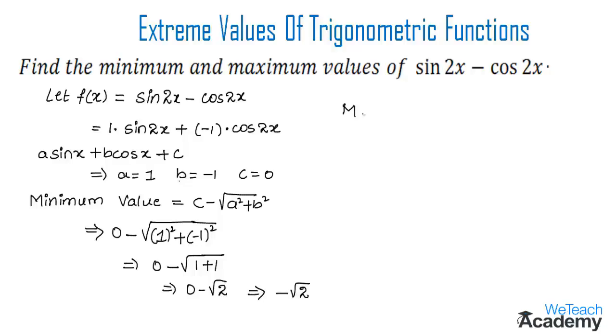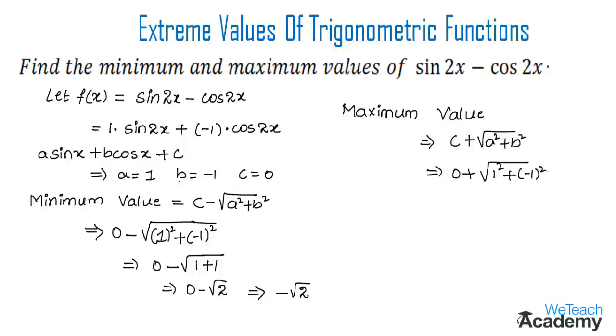And now let us find the maximum value. The maximum value of the function is given by the formula c plus under root a square plus b square. Substituting the values of a, b and c, we get 0 plus under root a square, that is 1 square, plus b square, which is minus 1 whole square. So that implies we get 0 plus under root 1 plus 1, which is equal to 0 plus root 2. So we get root 2 as the maximum value of the given function sin 2x minus cos 2x, whereas minus root 2 is the minimum value of the function.